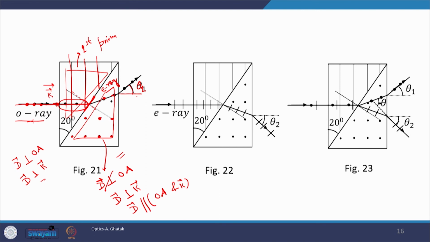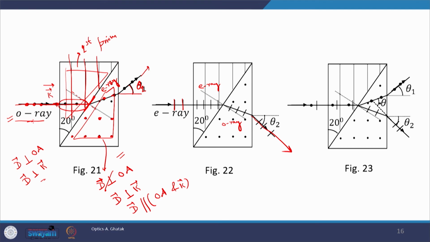Therefore, if we launch a beam with a polarization which is perpendicular to the plane of the paper, it will emerge out at angle theta 1 in this direction, while if we launch a ray whose polarization is in the plane of the paper, then this ray will behave as an E ray in the first prism and an O ray in the second prism. The direction of emergence would be different; it would emerge at an angle theta 2.